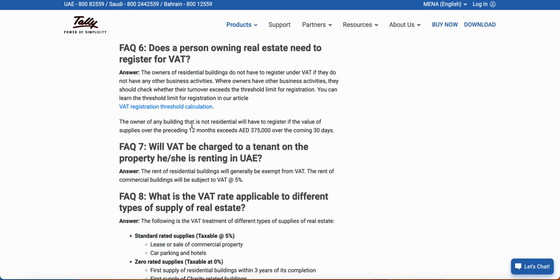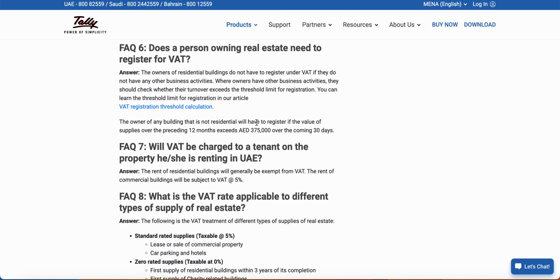But the owner of any building that is not residential will have to register if the value of supplies over the preceding 12 months exceeds 3,75,000 dirhams, or over the coming 30 days. So, other than residential buildings, if you own residential buildings, then you may not have to register with VAT. Then again, this is just for general information. But if you own buildings other than residential, then you have to register if your sales exceed the limit, and definitely real estate is expensive, so this limit will automatically be met.